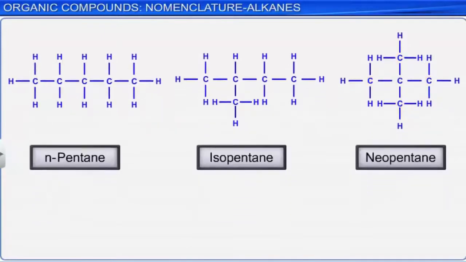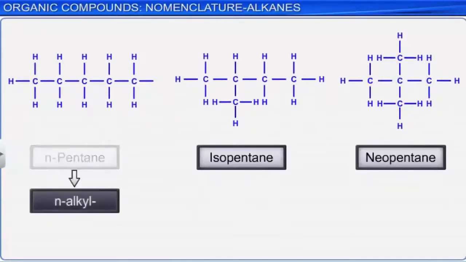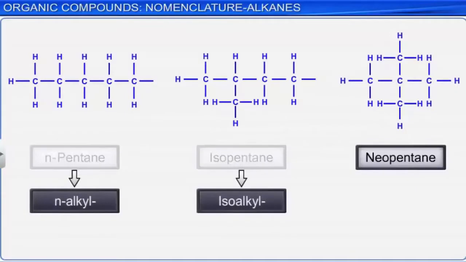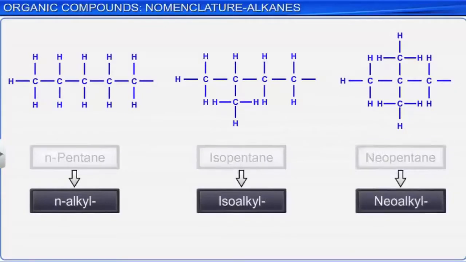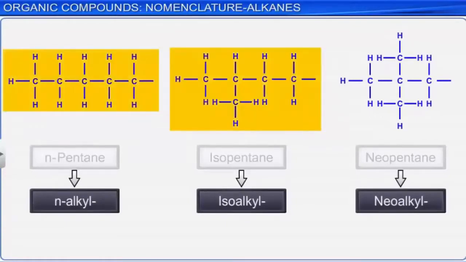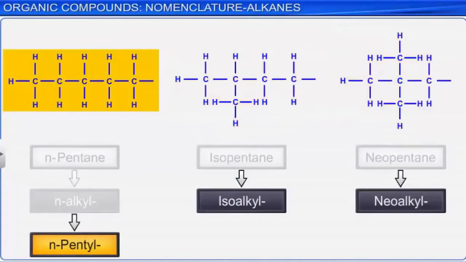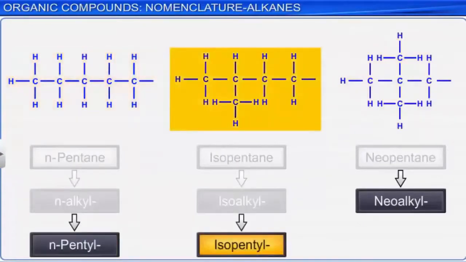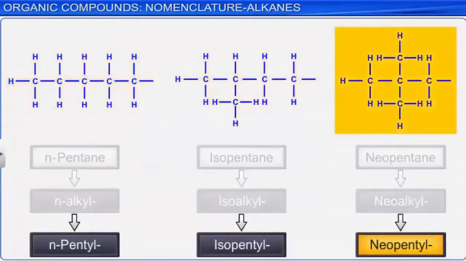The corresponding alkyl groups are named as n-alkyl, isoalkyl, and neoalkyl respectively. Examples of n-alkyl, isoalkyl, and neoalkyl are shown here. They are n-pentyl, isopentyl, and neopentyl respectively.